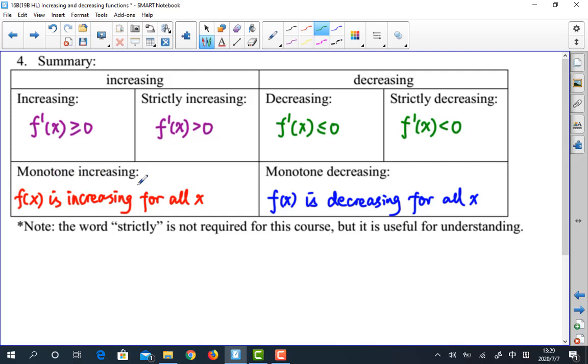So monotone increasing means the entire function is increasing for all x on the real number system. f of x is increasing for all x on the real number system. You don't have a decreasing trend for this function on the real number system. This is called monotone increasing. Likewise, monotone decreasing means f of x is entirely decreasing for all x on the real number system.